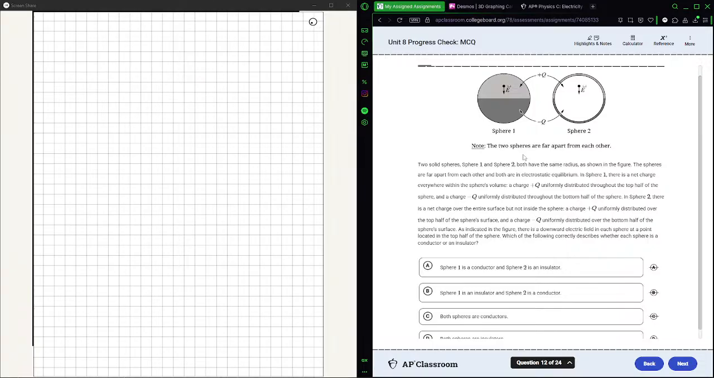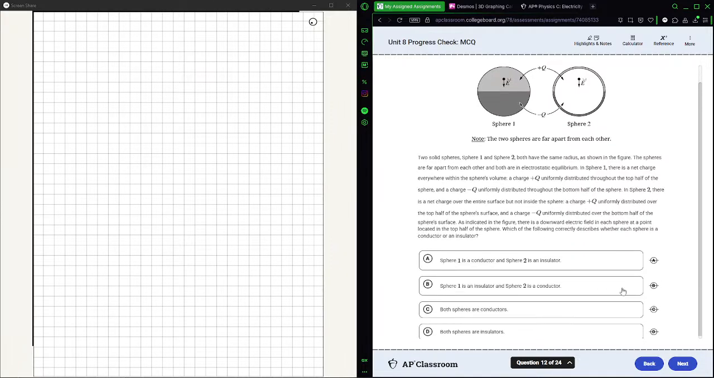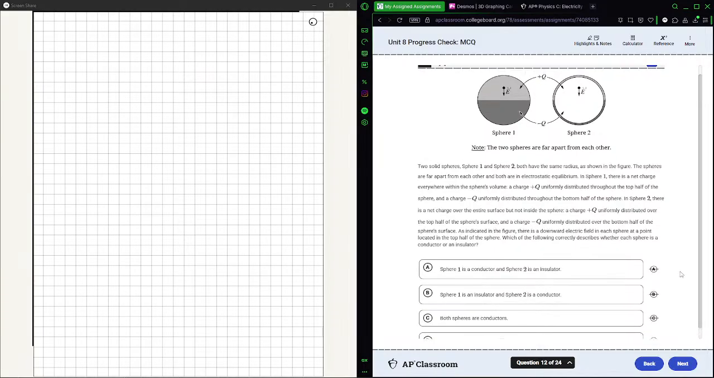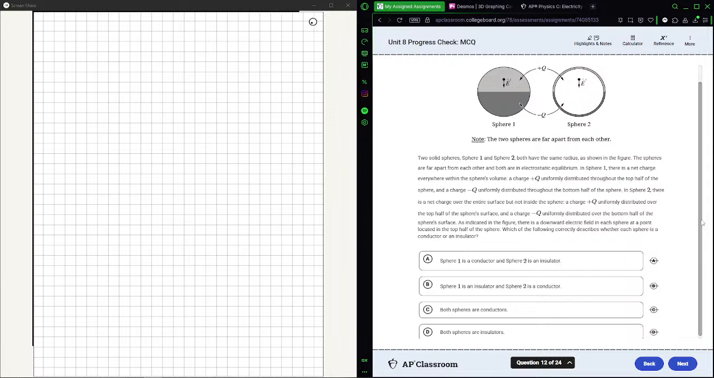As indicated, there is a downward electric field in each sphere at the point. How are they in equilibrium if there's... I have no idea. This is such a weird question. Do you have ChatGPT credits? Nah, you don't have premium? No, bro, I'm not a cheater. I have premium. Can you screenshot this and put it in?